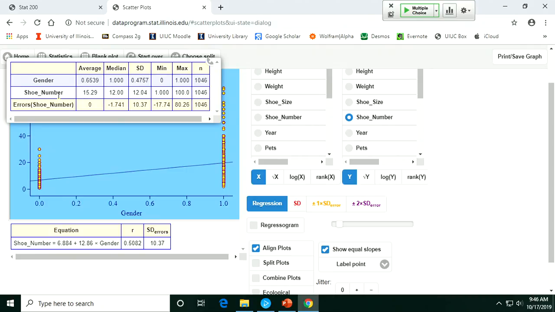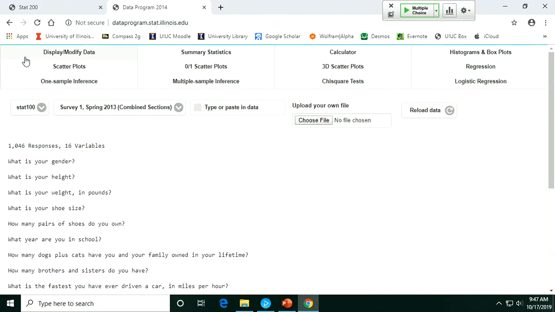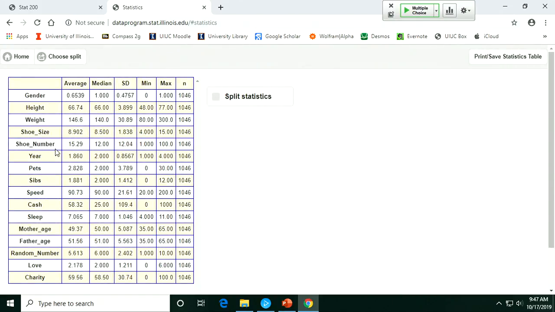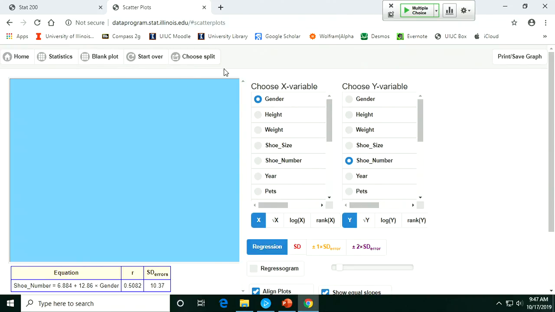So the average number of shoes, this isn't good statistics for that. Why? Let's go back to the other one. I just want to show you the summary statistics. Okay, so the average number of, I can get it another way. Let's go back, sorry. I have to split to get that. Okay, so let's go back. We're gender predicting shoe number, and we get the regression line. Let's just get it again.